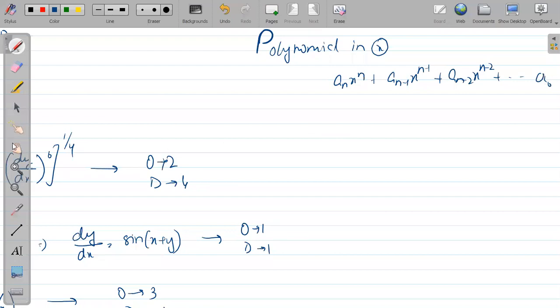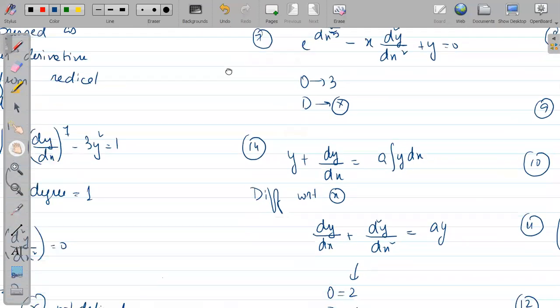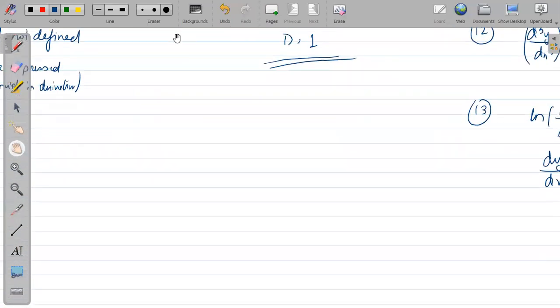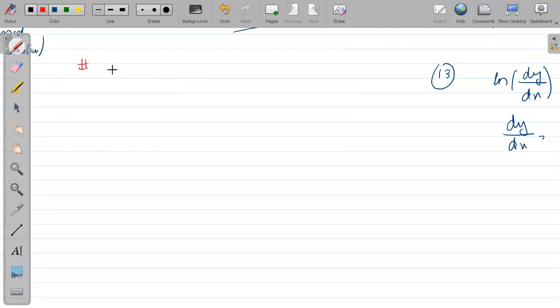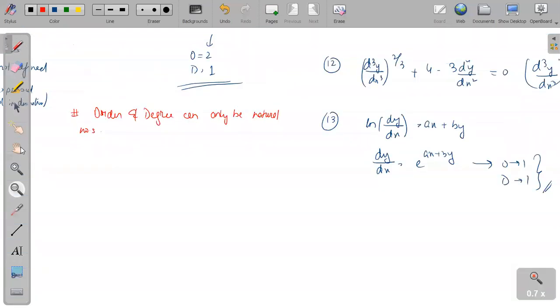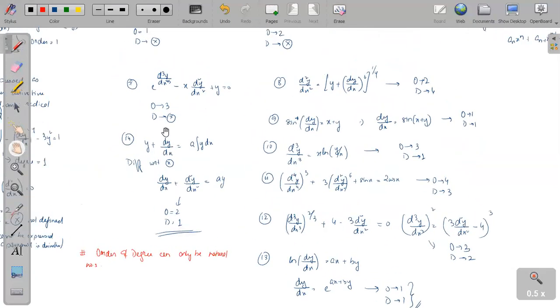Yes. So you can also note down one point here if you want. Note down: order and degree can only be natural numbers. ठीक है ना भाई? Yes. Is it clear? Any doubt?